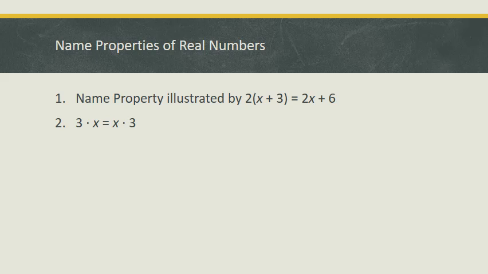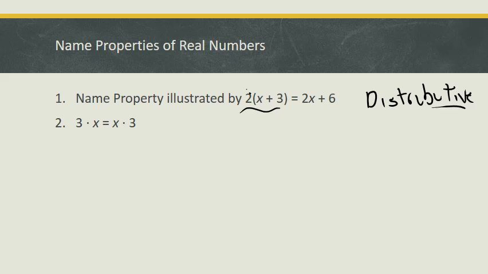Now, here we're being asked to name the property of real numbers. And so let's look at this first example here. So we've got 2x times x plus 3 equals 2x plus 6. Well, this is going to be the distributive property. This is an example of the distributive property.